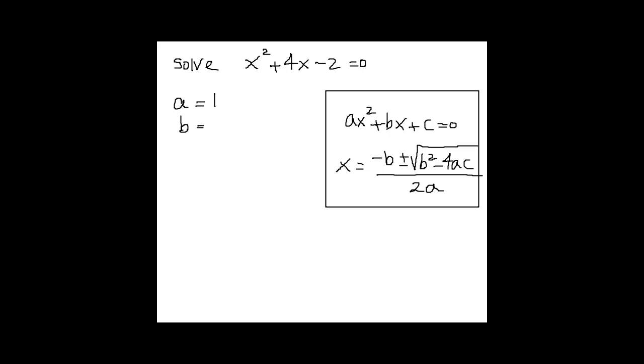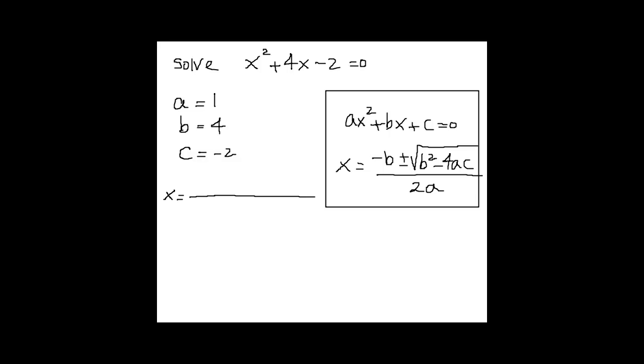What is b? Very good. B is the coefficient of x, which is 4. And what is c in this case? C would be the constant, and that is equal to, Sandra, not 2, negative 2. Very good. So all we have to do is substitute these values into the formula.